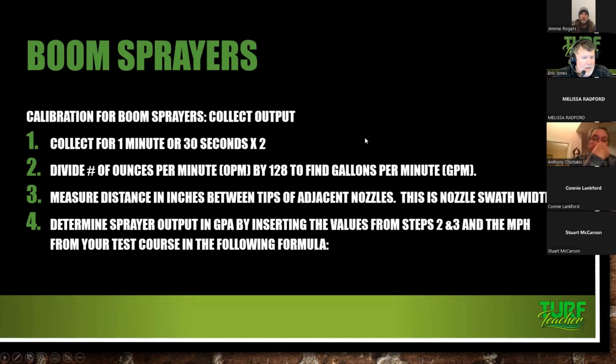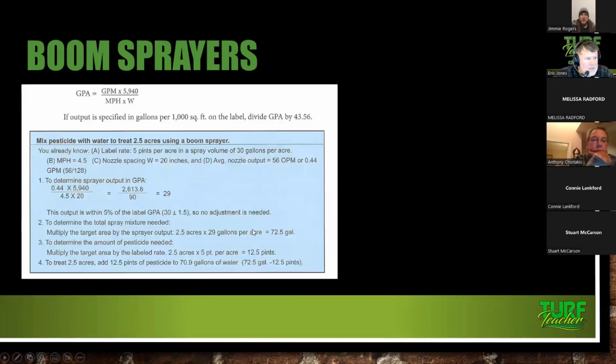And so we collect our output, collect for 1 minute or 30 seconds times 2, divide the number of ounces per minute by 128 to find gallons per minute. Measure the distance in inches between the tips of the adjacent nozzles. This is your swath width, and determine the sprayer output in gallons per acre by inserting the values from step 2 and 3 and the miles per hour from your test score in the following formula. And it is our last math problem that we're going to see here in the class. Gallons per acre is gallons per minute times 5,940, our constant, divided by our miles per hour times W, which is our swath width.